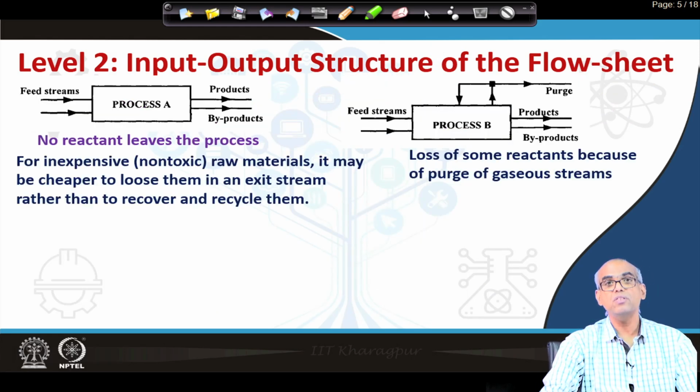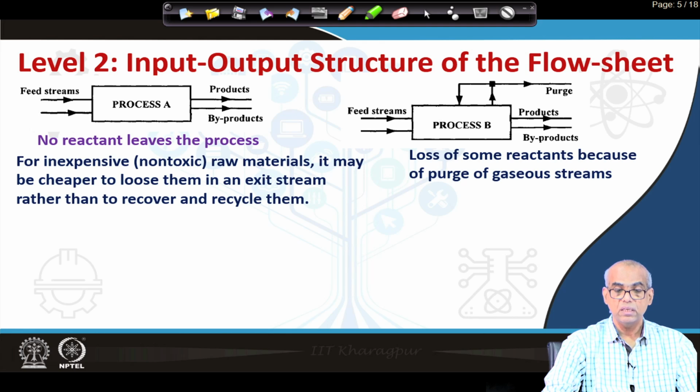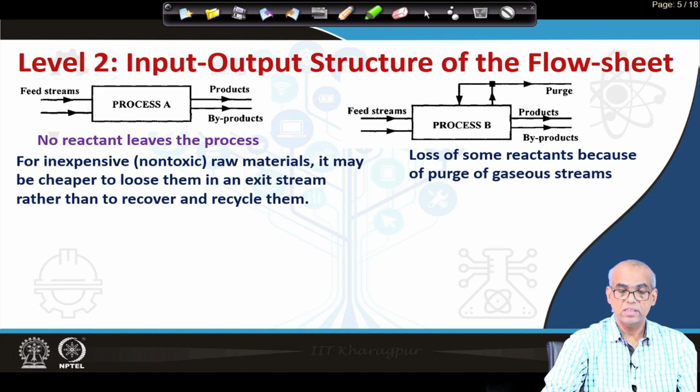For inexpensive and of course non-toxic raw materials, it may be cheaper to lose them in an exit stream rather than to recover and recycle them. If the raw material is toxic, then for environmental regulations, we will not be allowed to exit it to the atmosphere.